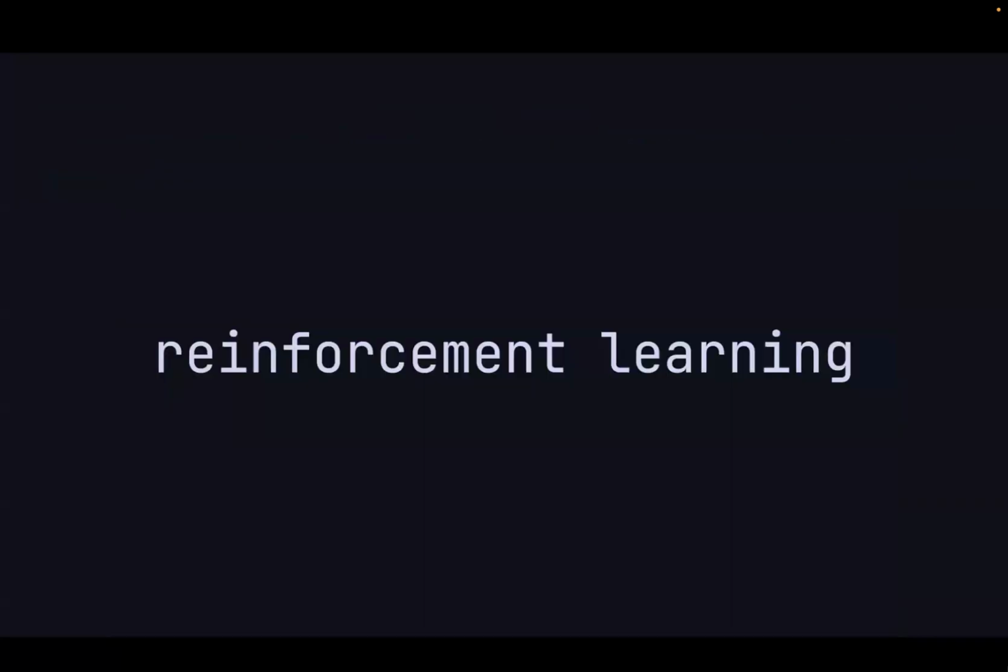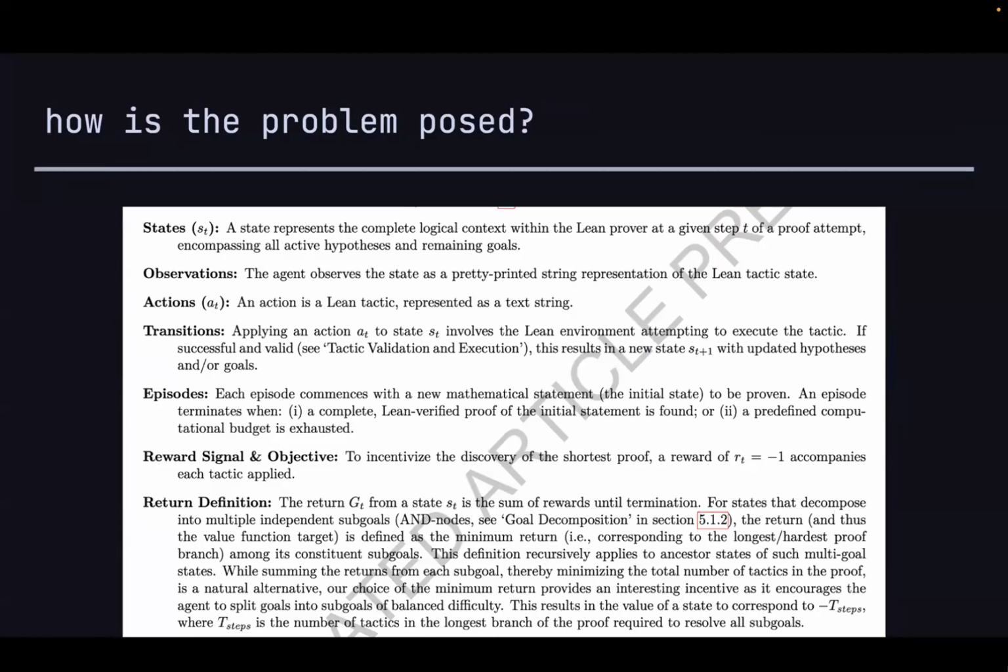So, reinforcement learning. This is how they pose the problem. The state represents a complete logical context within the Lean prover at a given step t of a proof attempt, encompassing all active hypotheses and remaining goals. This is basically the most recent line in Lean, plus all the information preceding it. The observation: the agent observes a state as a pretty-printed string representation of the Lean tactic state. That's the Lean info window.